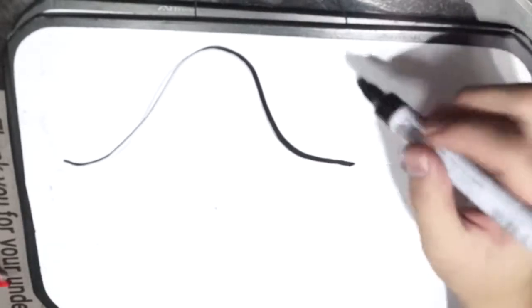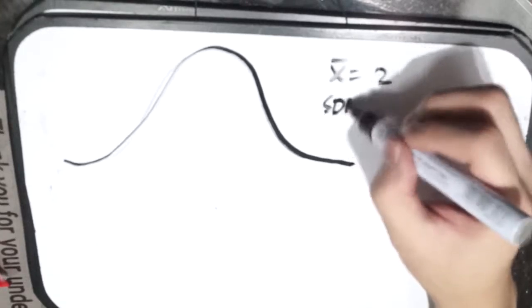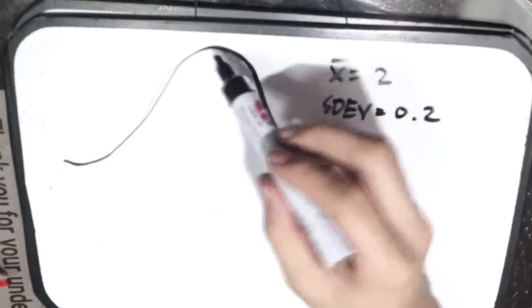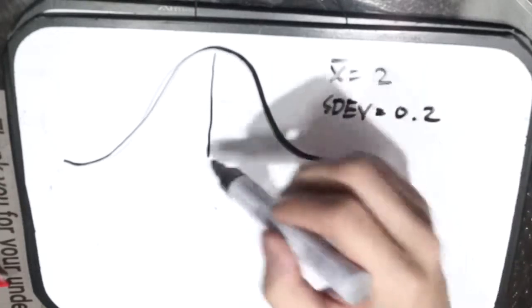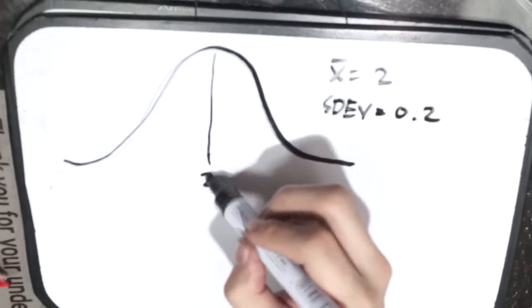Let's say we have a normal distribution. So we'll draw a nice bell-shaped curve right here. And in that normal distribution, we have a mean of, let's say for example, 2 and a standard deviation of 0.2. So the exact center would be our mean. That would be 2. That would have a value of 2 for this example.